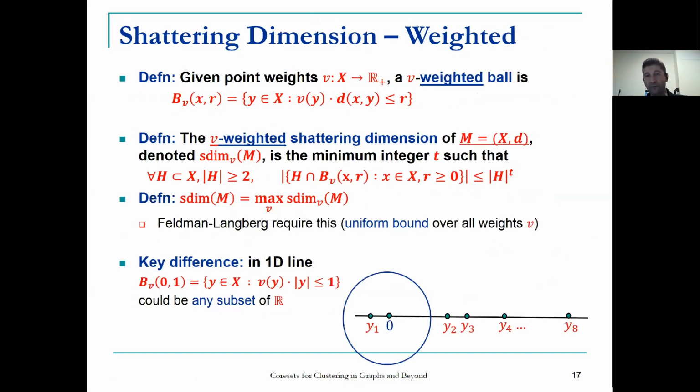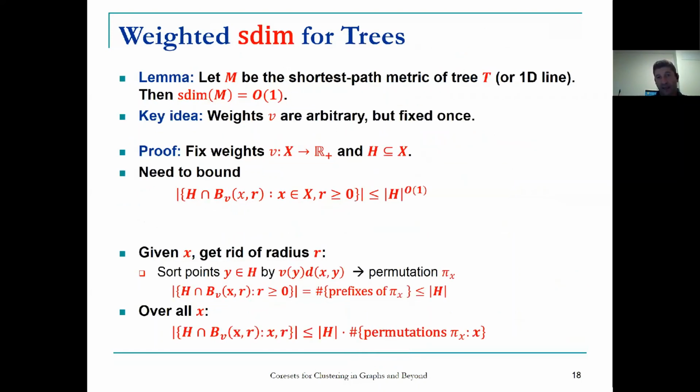Okay? So, for example, here you have this ball. If on point Y8 I put a very, very small weight, now when you multiply by the weight, it seems like it falls inside the radius. So it changes the structure of the ball completely, because for any Y2, Y3, up to Y8, I can give different weights and decide which points are inside the ball and which are not. But somehow, the idea is that we can bound this. For example, for a tree, and then we can extend it to bounded tree width, the shattering dimension is bounded by order 1. And this is because the weights are arbitrary, but they're fixed once and for all. So somehow you have to use this information.